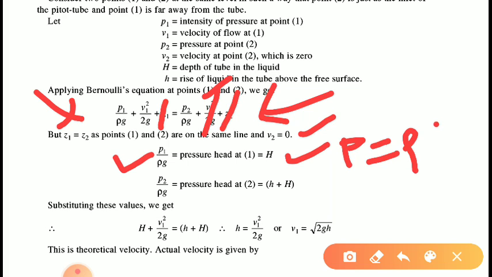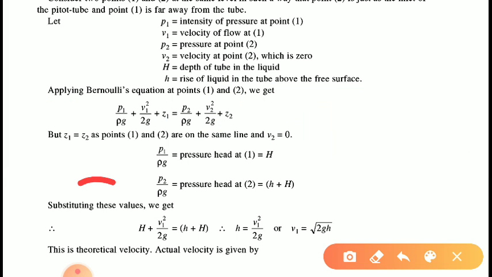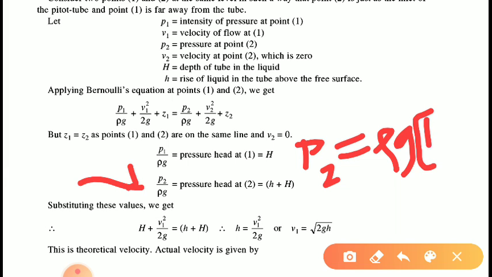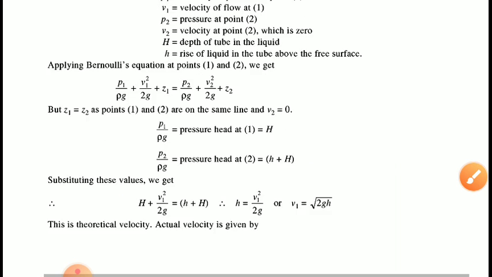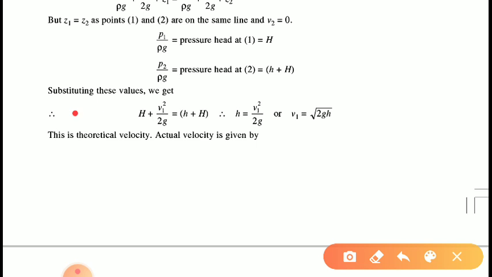So according to this equation, P1 is equal to rho g H. Now similarly at point 2, the same pressure head is equal to rho g multiplied by the total height, which is small h plus capital H. Means total pressure at this point is this. Hence if we substitute these two values into the equation, we will get H plus V1 square upon 2g is equal to small h plus capital H. This capital H on both sides will get cancelled. Then we will get the equation h is equal to V1 square upon 2g.